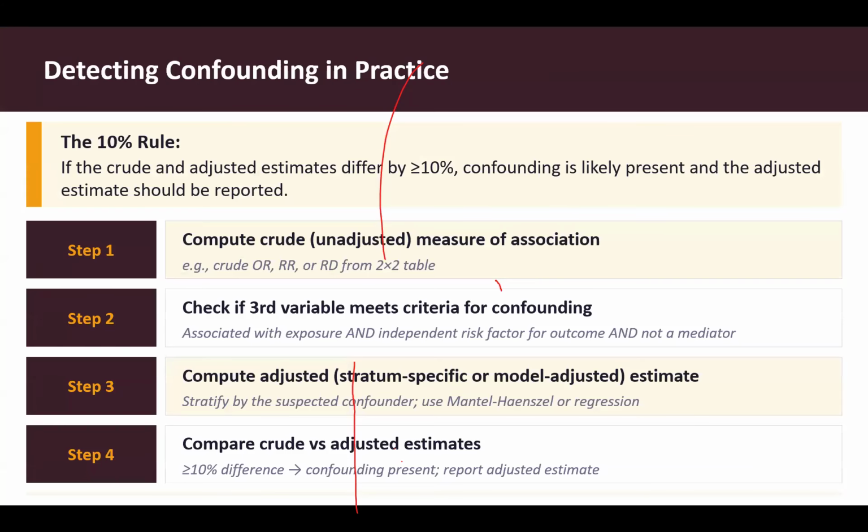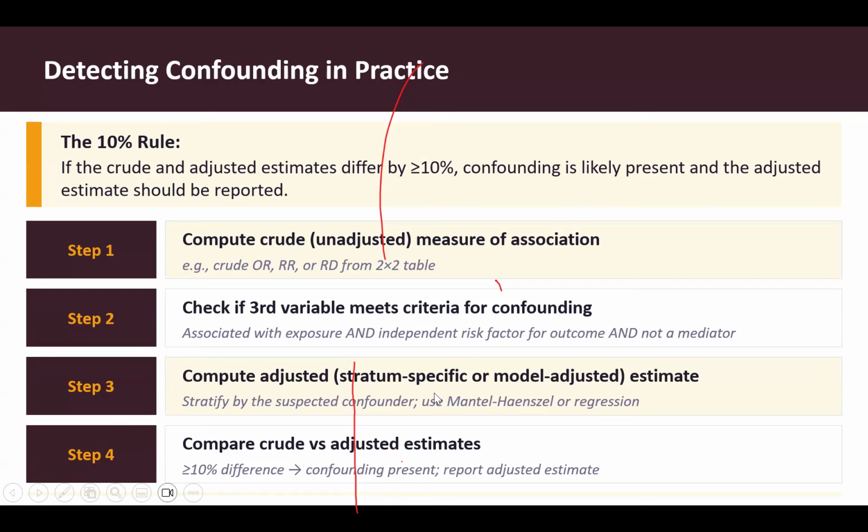So let's just go through it quickly. How to detect confounding in practice. There is a rule of 10%. If the crude and adjusted estimates differ by more than 10%, confounding is likely and the adjusted estimate should be reported. First, we should compute the crude or unadjusted measure of association. They can be odds ratio, relative risk, etc. Then check if the third variable meets criteria for confounding: it is associated with exposure, is an independent risk factor for outcome, and is not a mediator.